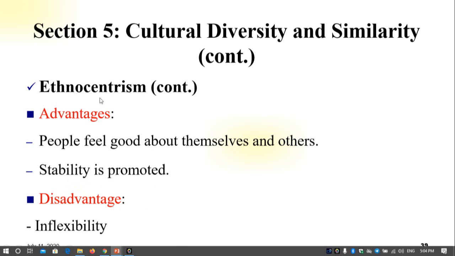A disadvantage of ethnocentrism is inflexibility. Inflexibility means unwillingness to change or compromise. These are the advantages and disadvantages of ethnocentrism.